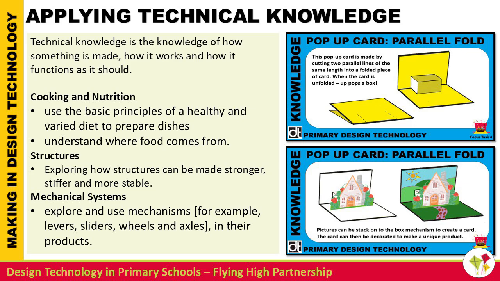When cooking, pupils should be taught to use the basic principles of a healthy and varied diet to prepare dishes and to understand where food comes from. When building structures, children should explore how they can be made stronger, stiffer and more stable. And when designing and making products, children should explore and use a range of mechanisms such as levers and sliders, wheels and axles. These are just a broad outline of the technical knowledge from the National Curriculum at Key Stage 1, and teachers need to identify the key knowledge, skills and techniques that will be needed to allow the children to apply this technical knowledge when designing and making their product.